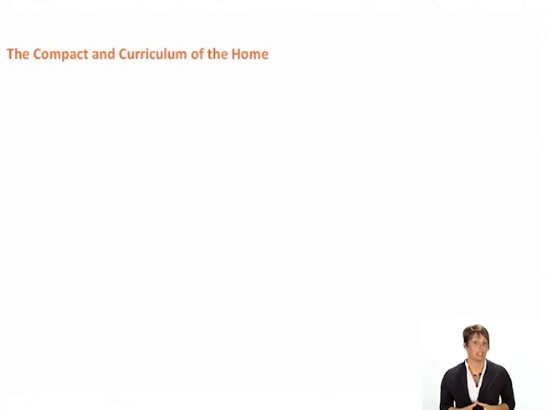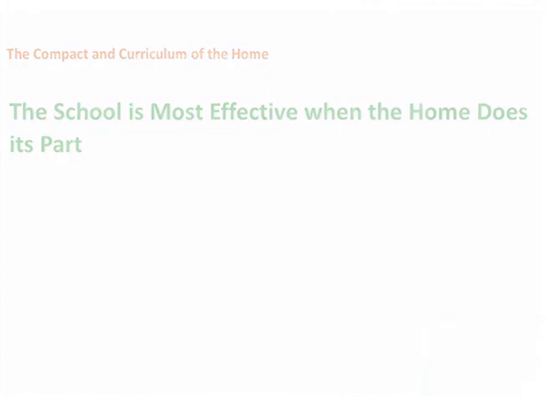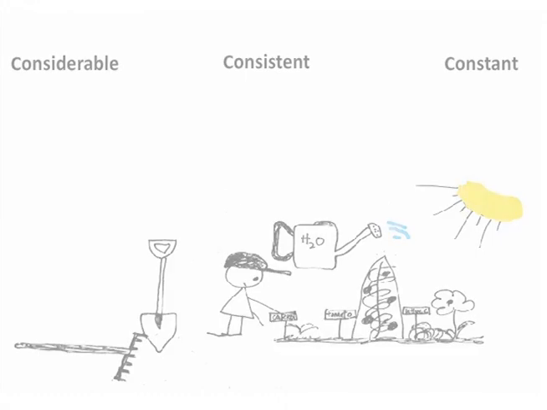While every relationship in the school community is essential, the school is most effective when the home does its part. Wouldn't you agree? Helping parents fully engage in their children's learning is a critical function of the school and one that requires considerable, consistent, and constant attention. Here, a high school parent shares how her school's compact does just that, helps her and other parents fully engage in their children's learning by cultivating that home-school relationship.